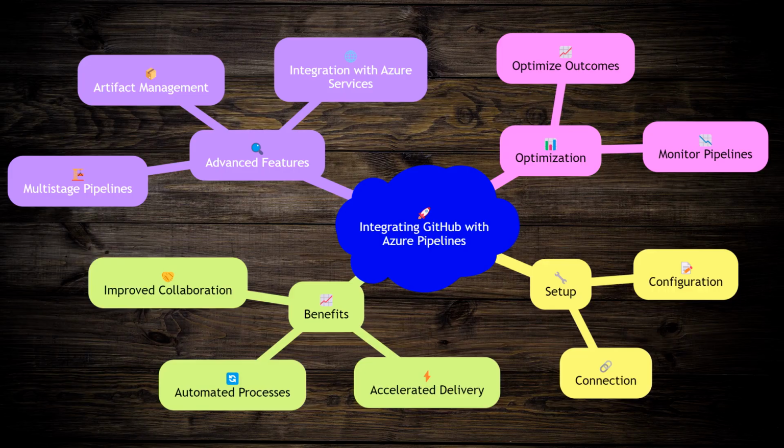Integrating GitHub with Azure Pipelines is a powerful way to automate your build and release processes, improve collaboration, and accelerate software delivery. By following the steps outlined in this presentation, you can set up and configure your pipelines to meet your specific needs. As a next step, explore advanced features of Azure Pipelines, such as multi-stage pipelines, artifact management, and integration with other Azure services. Continuously monitor and optimize your pipelines to ensure they deliver the desired outcomes.